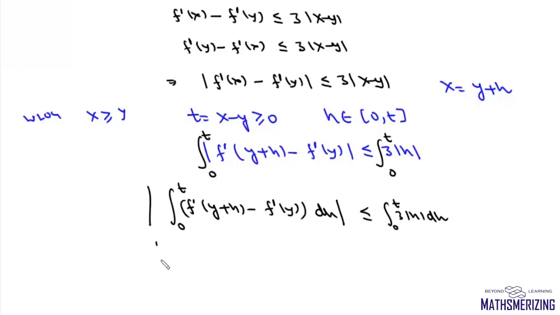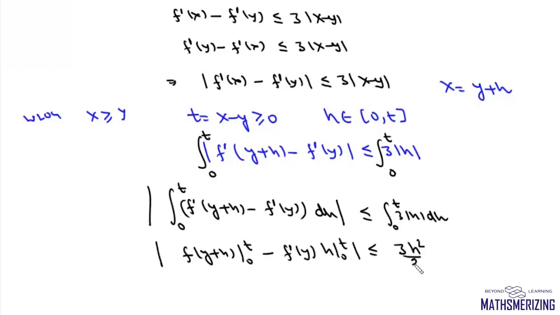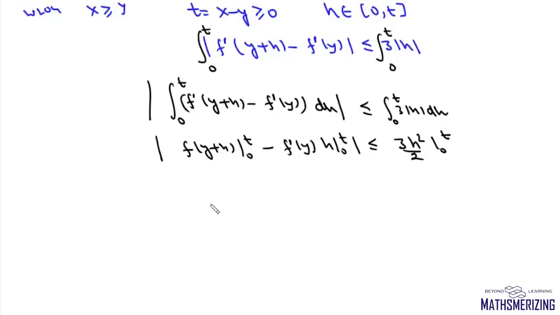Now if we integrate this function, we'll get f y plus h from 0 to t, minus f dash y into h from 0 to t, is less than or equal to 3 times h square by 2 from 0 to t. So it'll be mod of f y plus t minus fy minus f dash y into t is less than or equal to 1.5 t square.